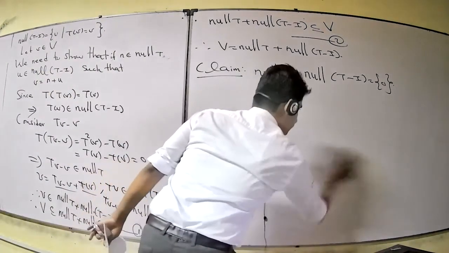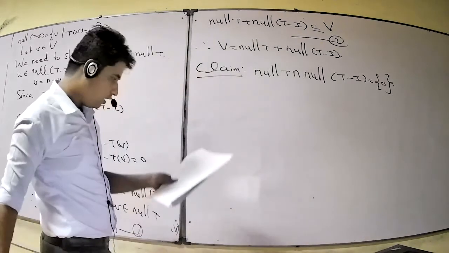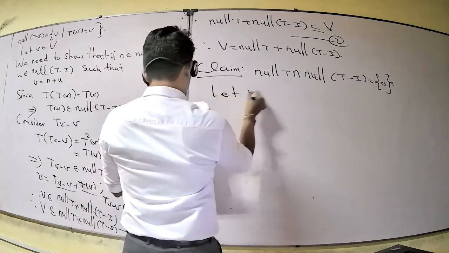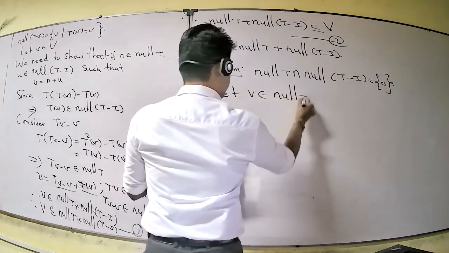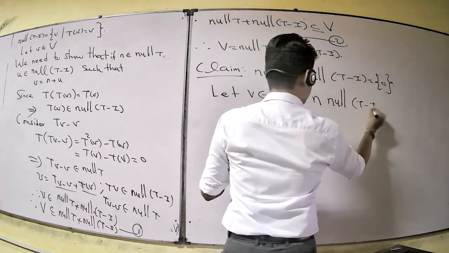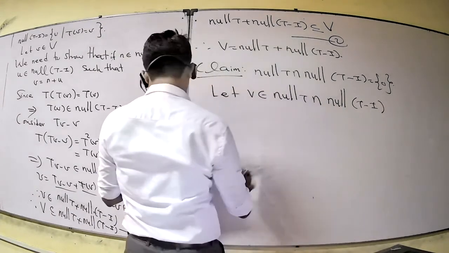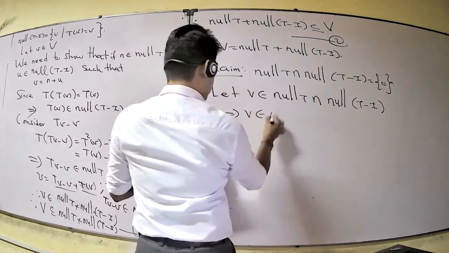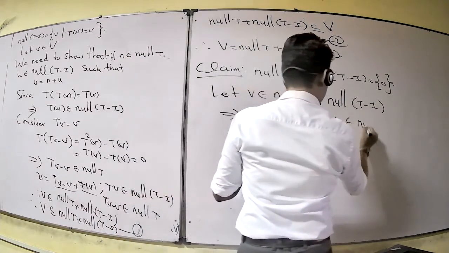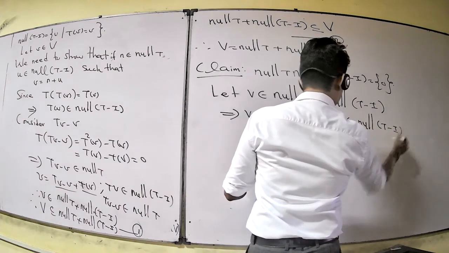Let you take one of the elements from the set. Let b belong to null of T intersection null of T minus I. Therefore, b belongs to null of T and b belongs to null of T minus I.